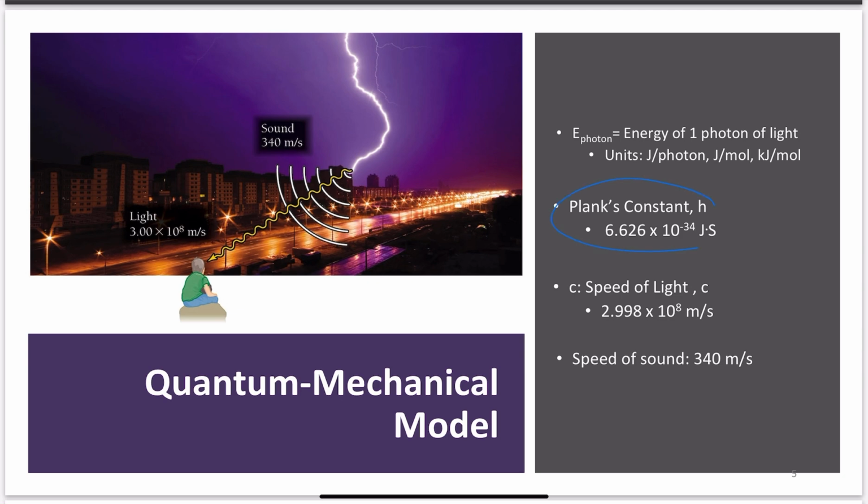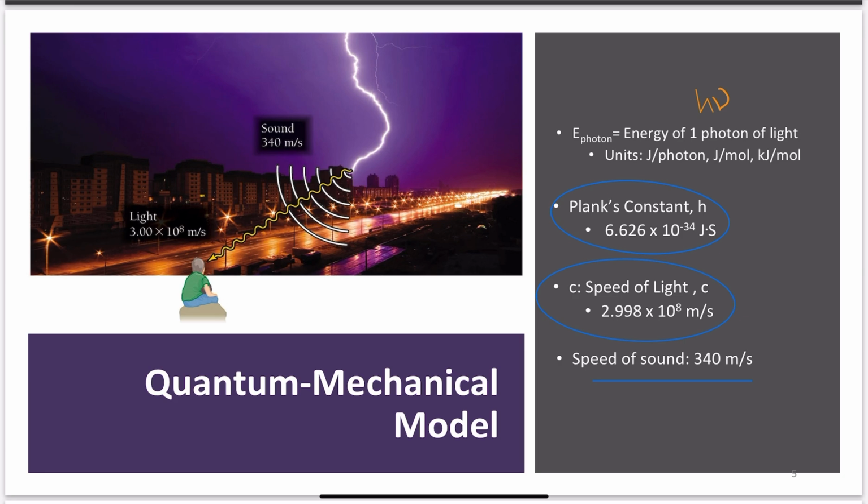You do need to know Planck's constant and the speed of light, so you need to memorize these. Okay, you do not need to memorize the speed of sound. E of a photon, the energy of a photon is the energy of 1 photon of light. And so a photon is the amount of energy that's released or absorbed when an electron is either excited, so absorbed energy, or goes back down, releases its energy and goes back down to its ground state, so emits. So photon is h nu.